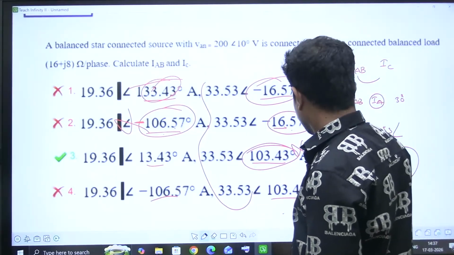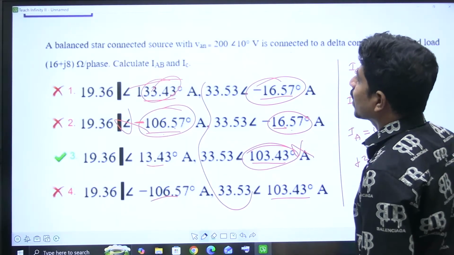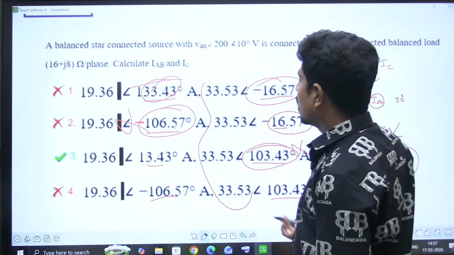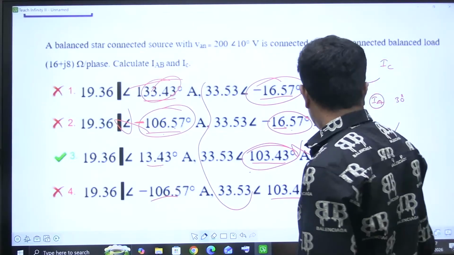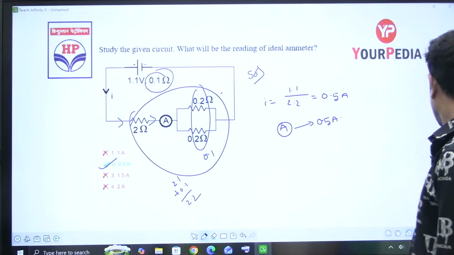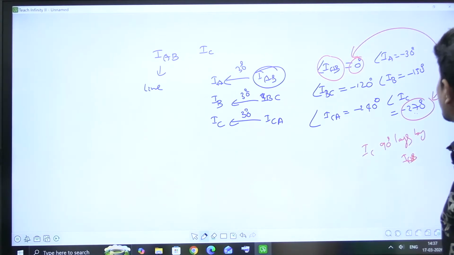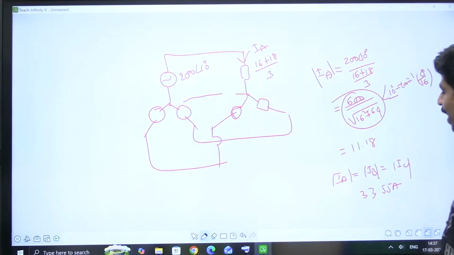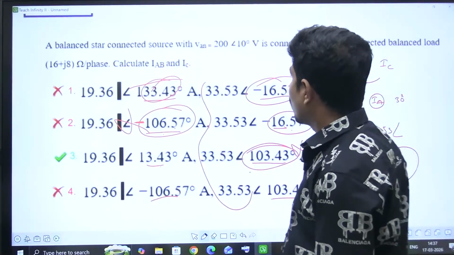Which one is leading? He is asking IAB and IC. Fine. Here if you see current, IC should be lagging compared to IAB. Yes, IC should be lagging compared to IAB.